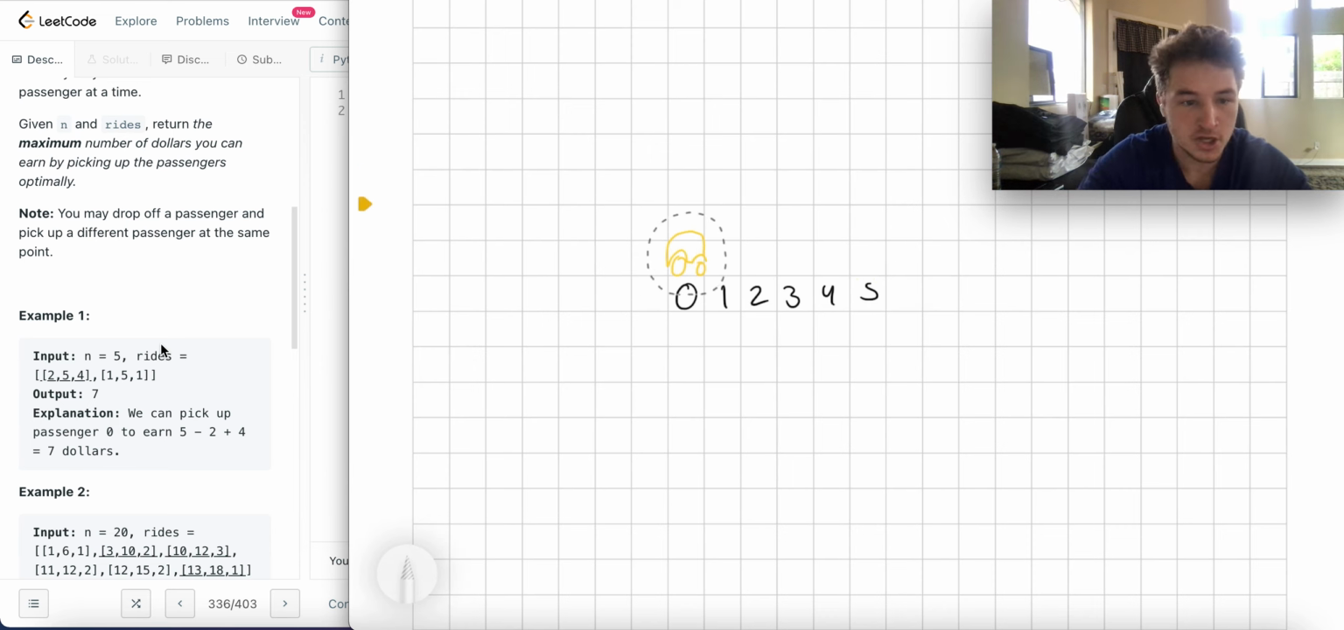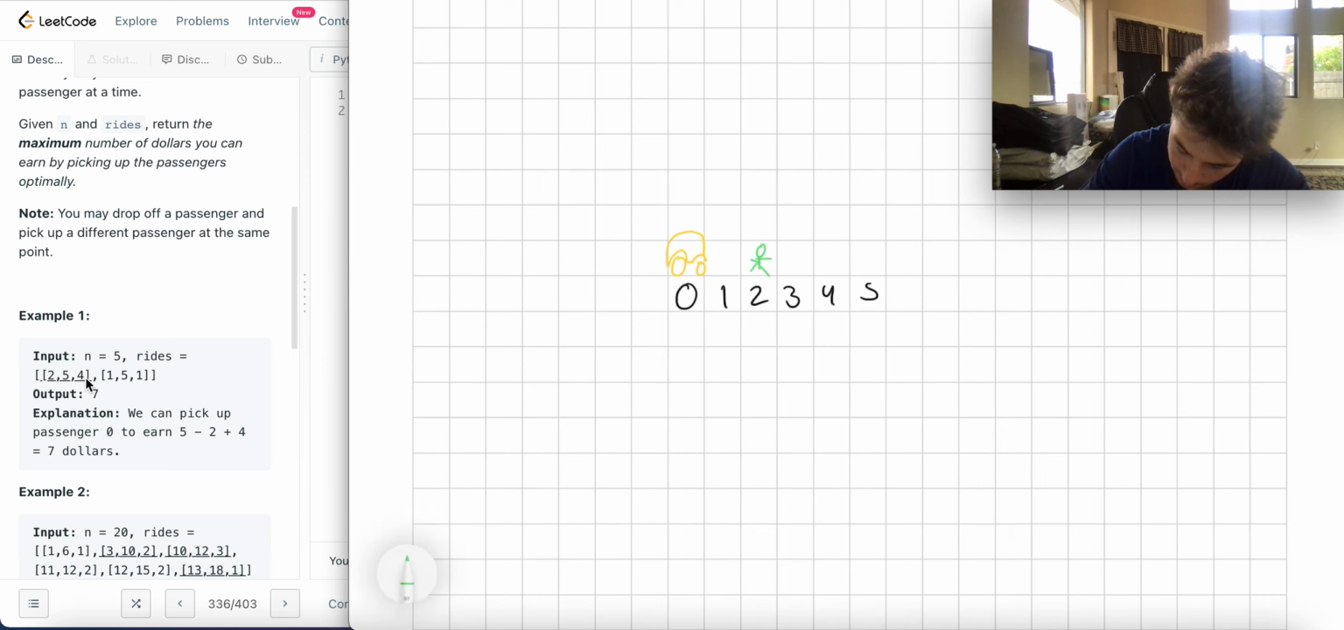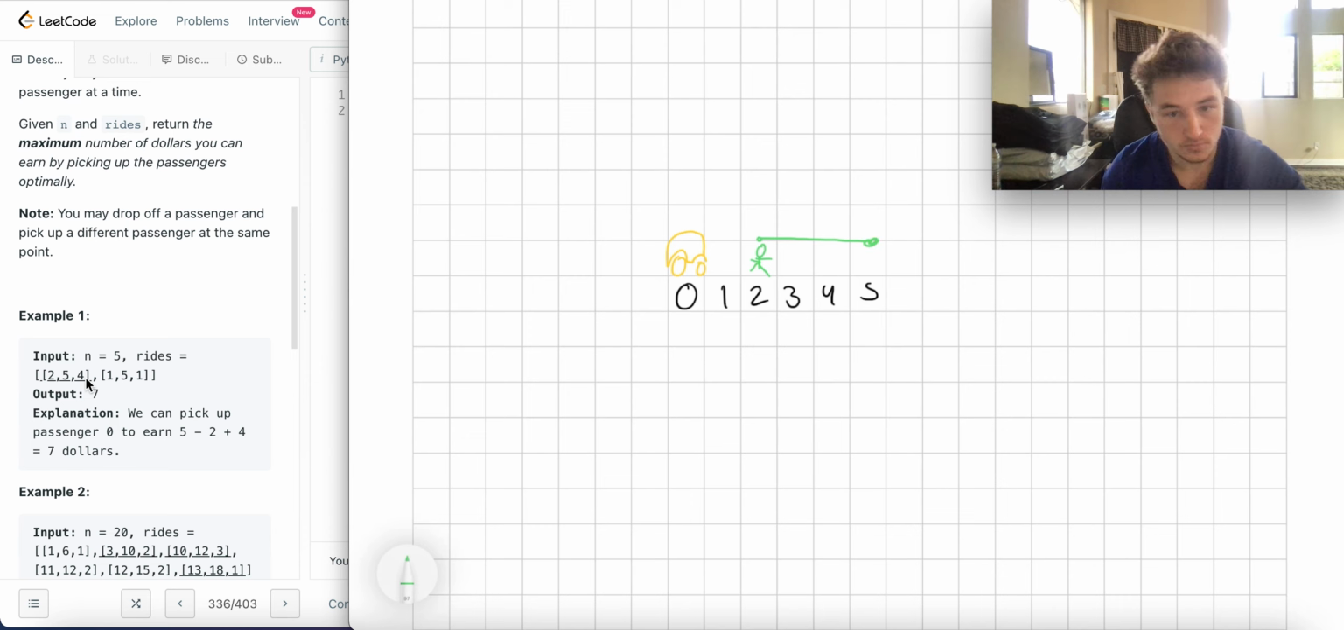But on the way, you have these people. You have this person at position 2 who wants to go to position 5, and they're willing to pay you $4. So there's this person here at position 2, and they want to go to position 5, and they're willing to pay you $4. Man, people can be cheap.